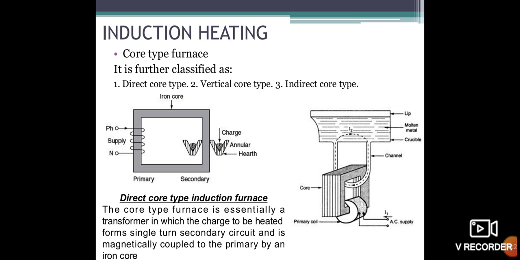Now the main operation, as you can see in figure two. The basic function is that we give the power supply to the primary side, and this limb is coupled with the secondary side, and the charge will be melted. So this is the basic direct core type heating.